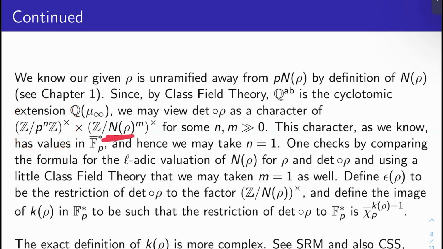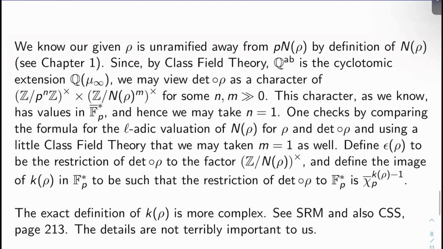And so I've got an N rho part to some power and a P to the N part for some N, because P is coprime to N of rho. Okay, because remember, this is the Artin conductor away from P. Okay, well, we already know by the discussion above that this has values in F bar star sub P, right? Well, that means I can definitely take N to be 1. Perfect. If you compare the formula for the L-adic valuation of N of rho for rho and det of rho, and use a little bit of class field theory, you can actually see that you can take M to be 1 as well, which is kind of a relief.